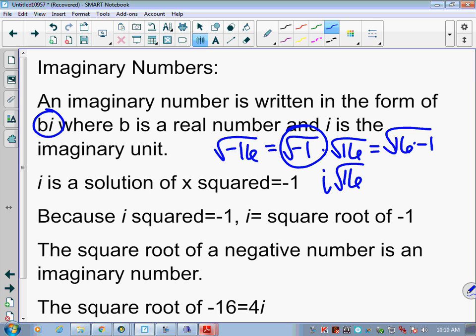Now, do we know what the square root of 16 is? What is it? 4. So I can rewrite this as 4i, or 4 times the square root of negative 1. Okay? So because the square root of negative 1 equals i, I can always take out the negative. That negative becomes i on the outside.